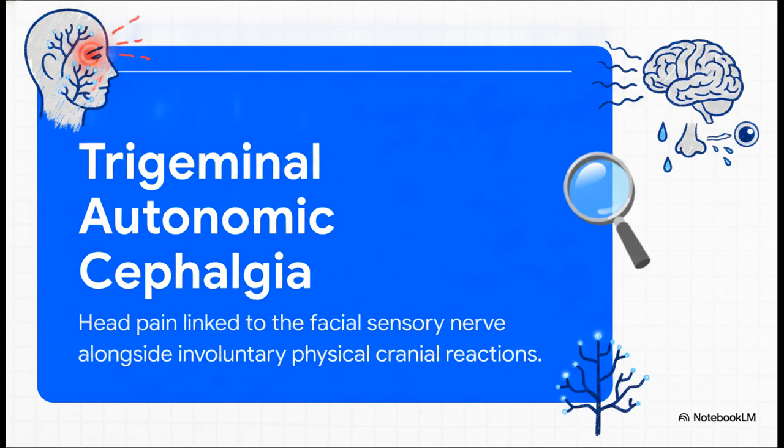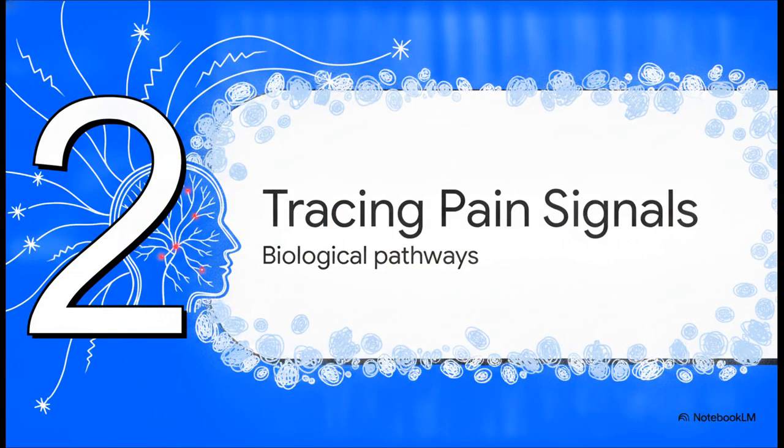Trigeminal, well, that tells us exactly where it's happening, referring to the trigeminal nerve, which is the main sensory nerve of your face. And finally, autonomic refers to the involuntary physical cranial reactions that pop up alongside the pain. Put all of that together, and it perfectly describes head pain linked to the facial sensory nerve combined with those involuntary physical reactions. Moving right along to Section 2, Tracing the Pain Signals.